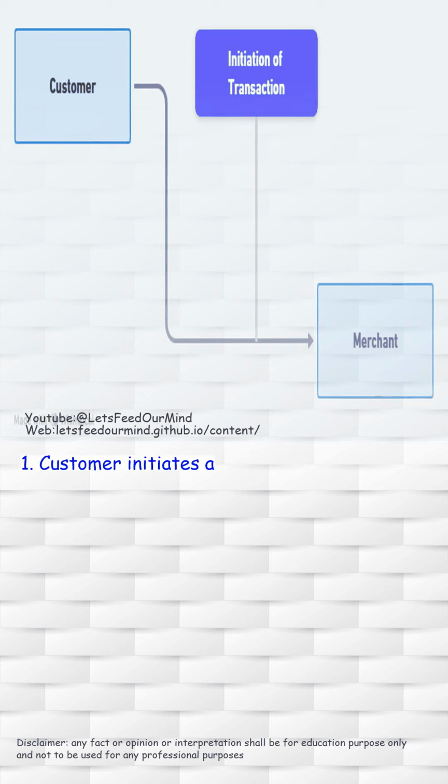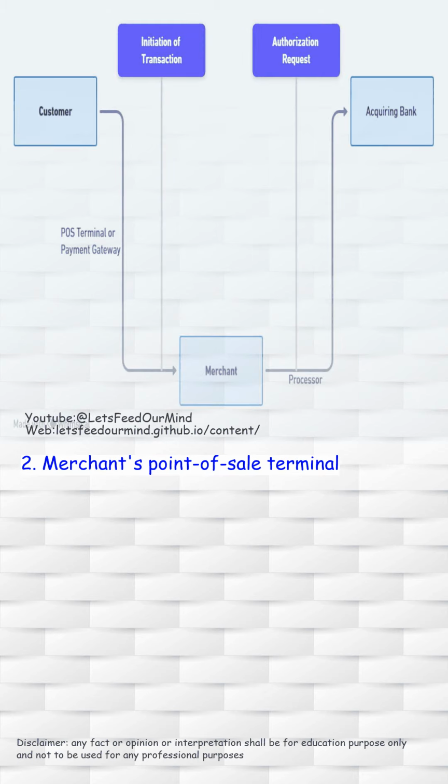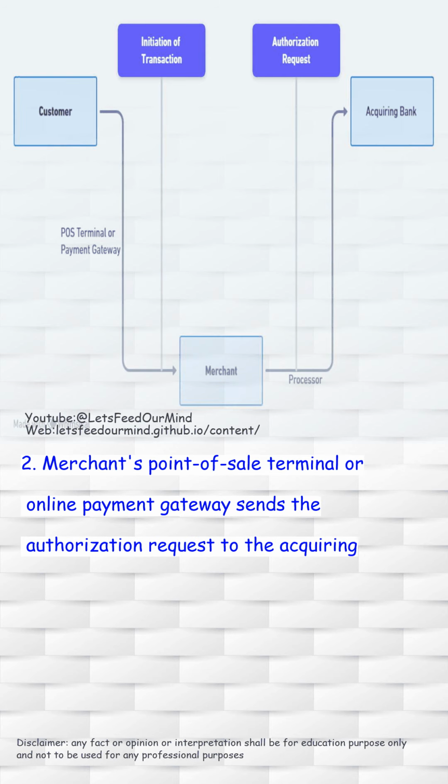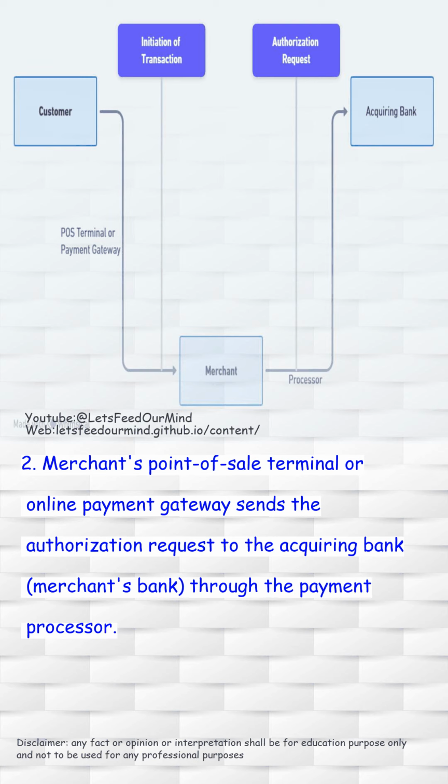1. Customer initiates a transaction using a credit card, physically or online. 2. Merchant's point of sale terminal or online payment gateway sends the authorization request to the acquiring bank, the merchant's bank, through the payment processor.